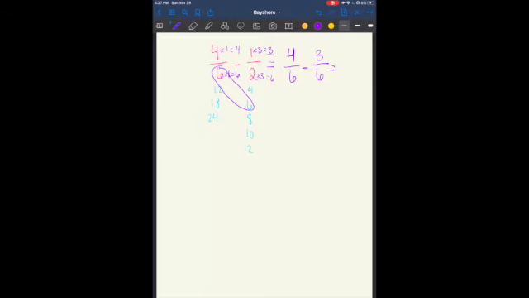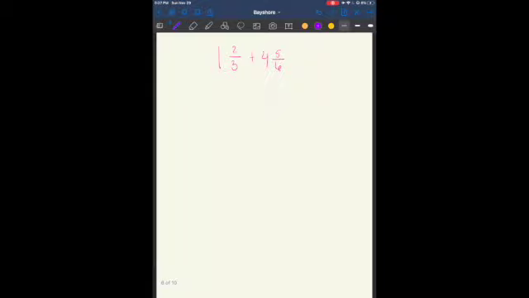Okay, we keep our denominator the same. And then we have 4 minus 3, which is a 1. We have 1/6. So we've gotten pretty good at that. So we're just going to add on to that.